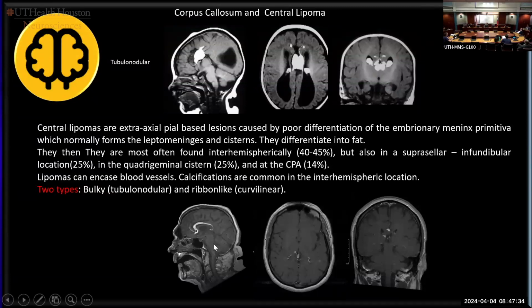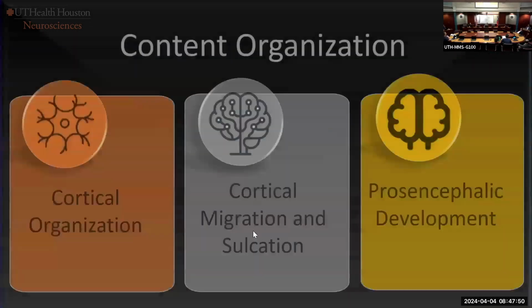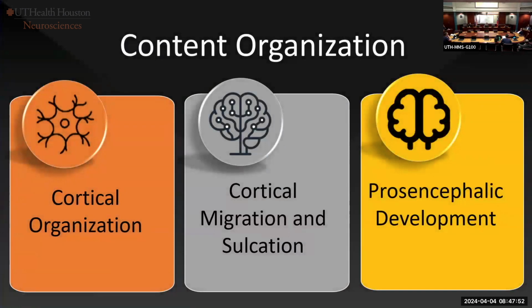But if the corpus callosum almost develops normally, you get this ribbon-like lipoma, which just follows the corpus callosum. And these are the two types that you're going to see: the bulky tubonodular or the ribbon-like, which is called the curvilinear. And so this is what we saw today, right?